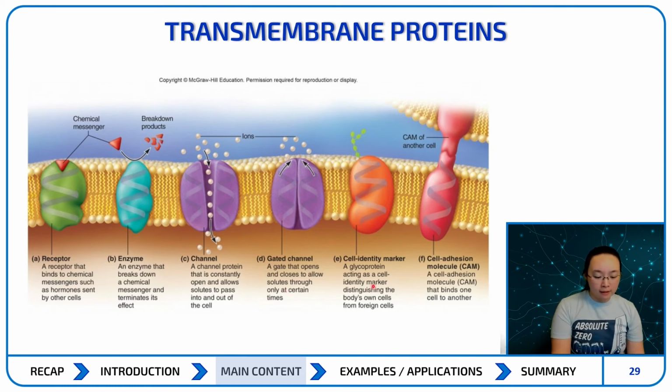You have cell identity markers, which are proteins with carbohydrate attachments. Essentially, what we're looking at here is a glycoprotein. It has different surface components that will allow the body to recognize it or not recognize it as part of the host or an invading cell.